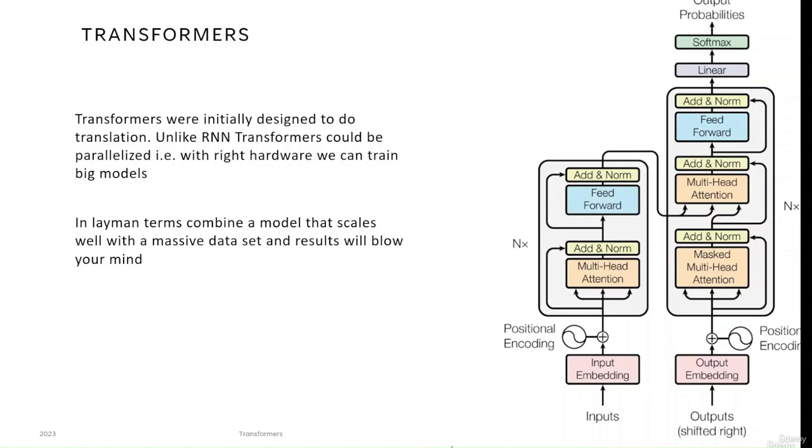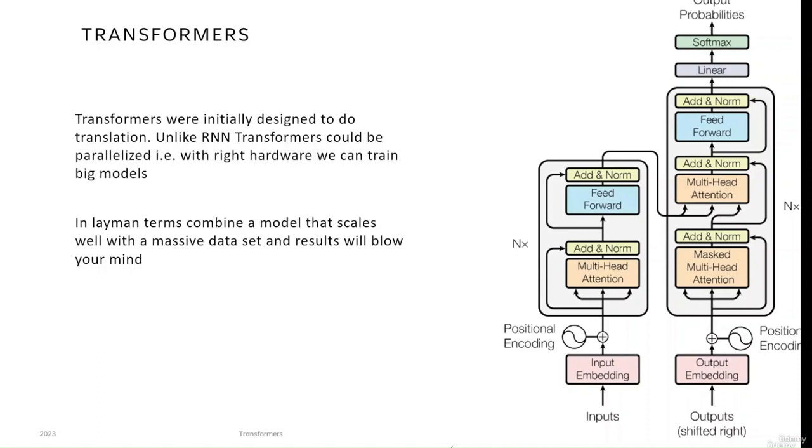Transformers were introduced in 2017 by a team at Google Brain, and their initial purpose was to deal with translations. Unlike recurrent neural networks, or RNN, transformers can be parallelized with the use of the right hardware, like graphics processing units, GPU, or tensor processing units, TPU. We can train large models in finite time in comparison to recurrent neural networks.